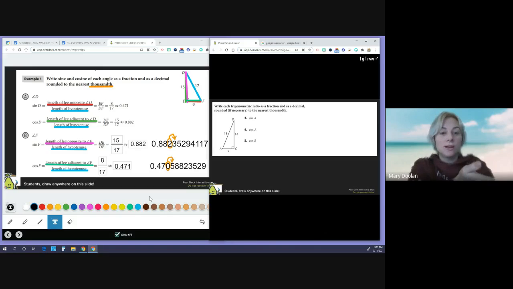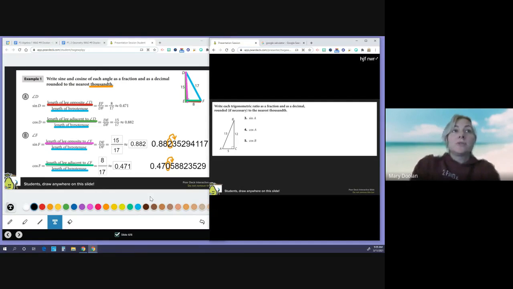Okay, so we were just doing that, right? We were writing fractions and decimals, rounded, if necessary, to the nearest thousandth. Again, that's exactly what we just did. Okay, and so you can move on to this slide.